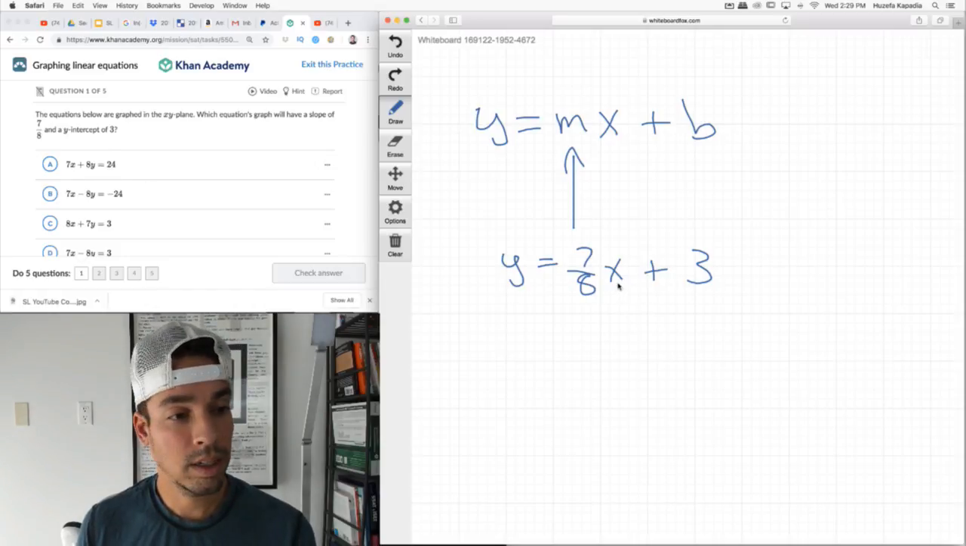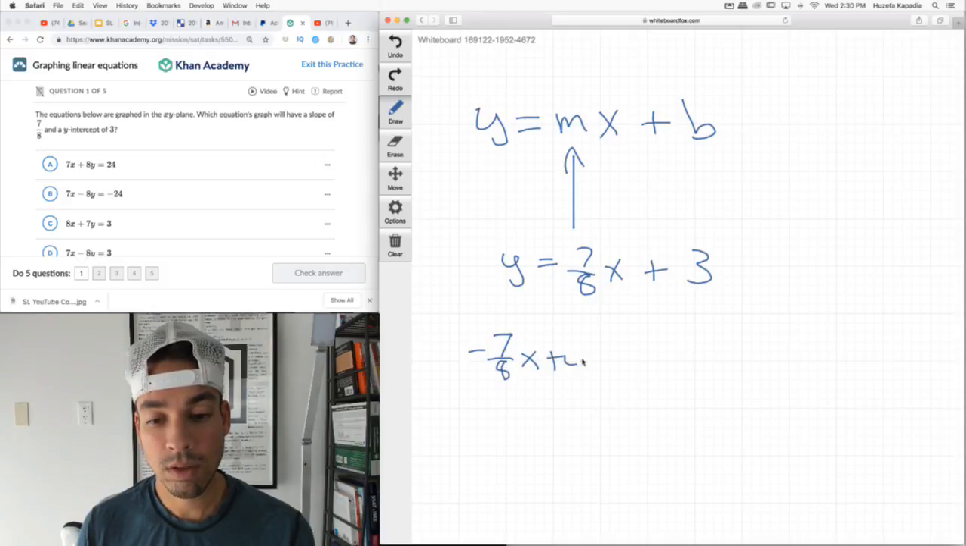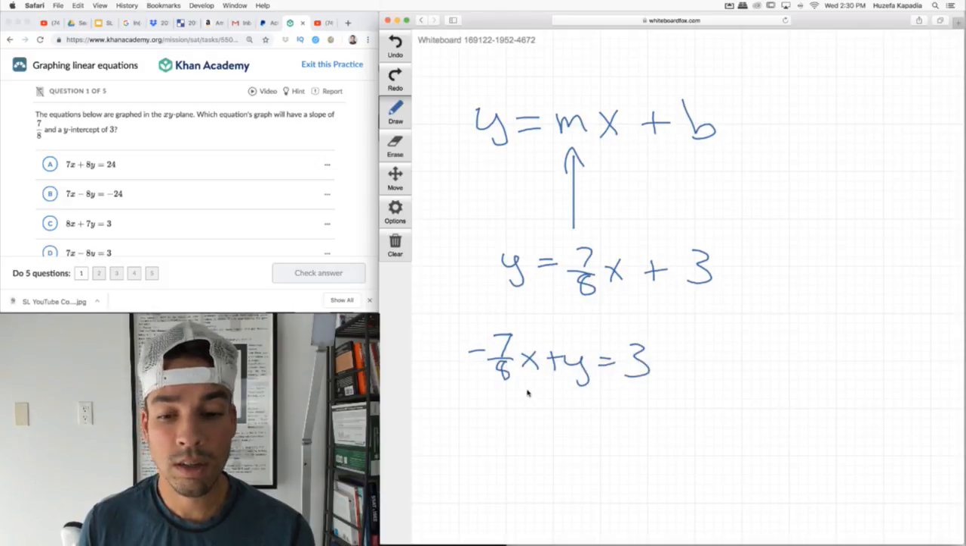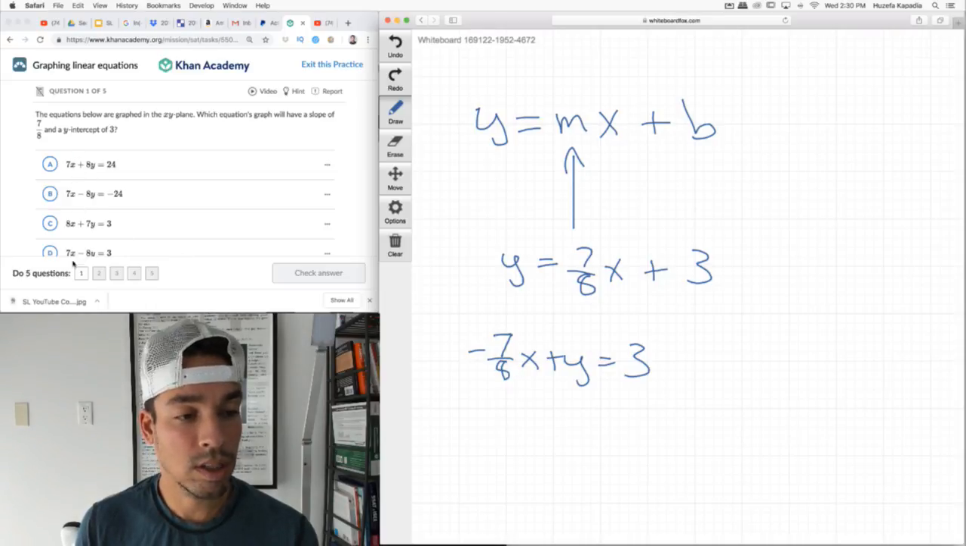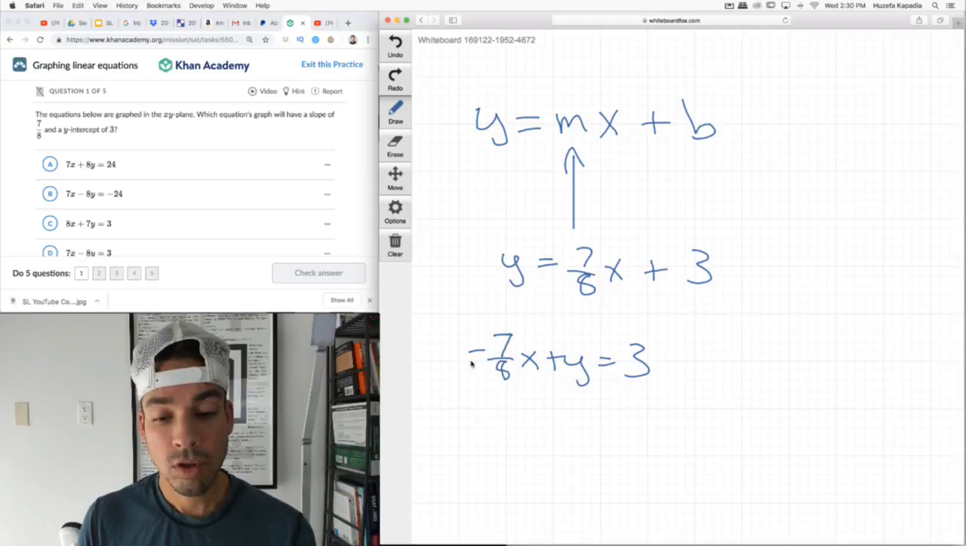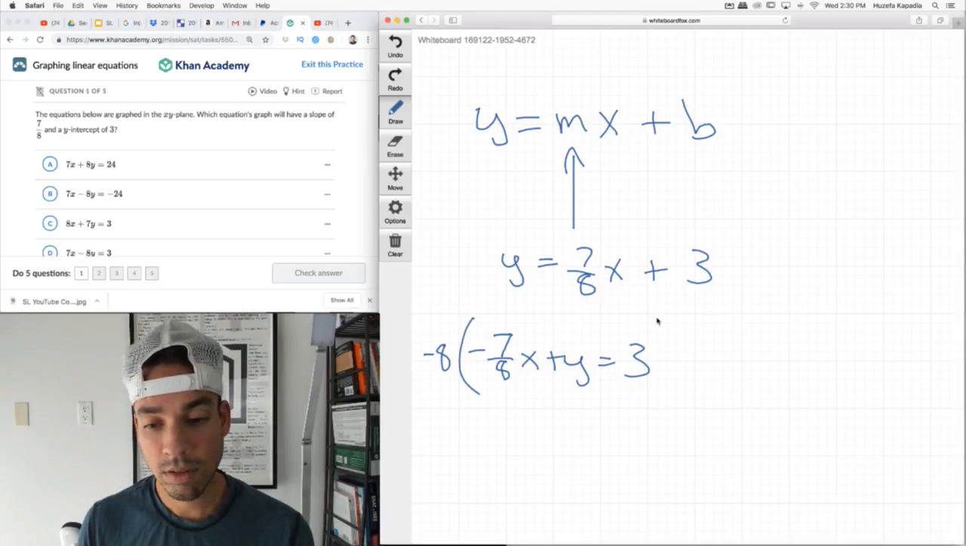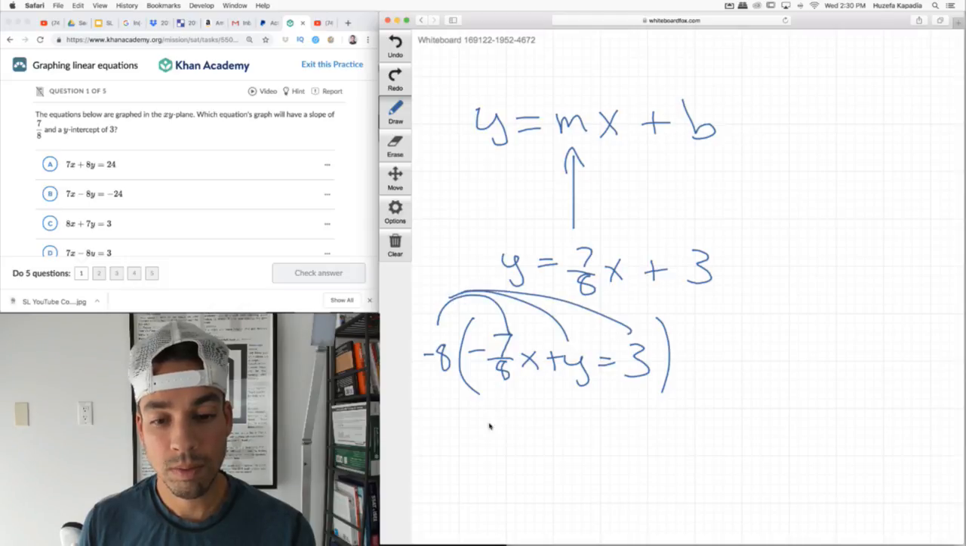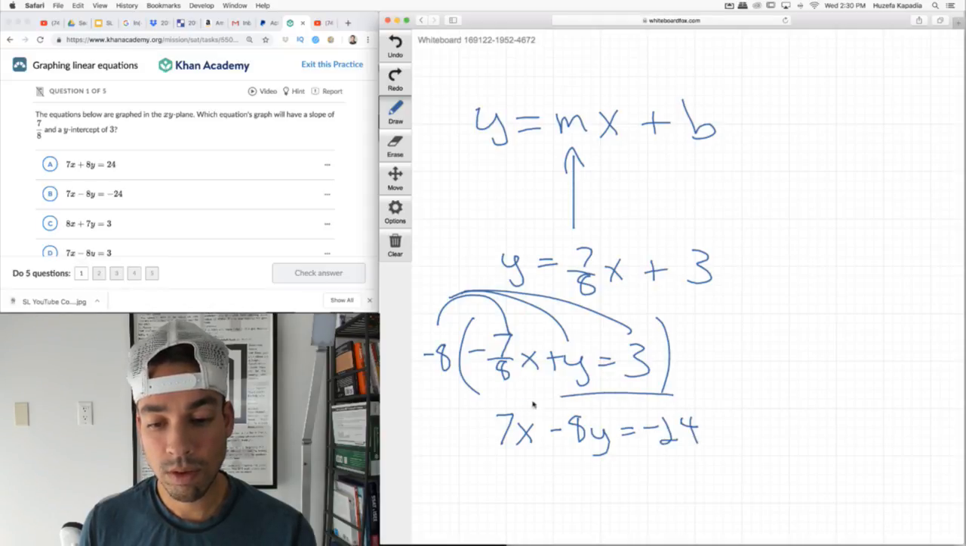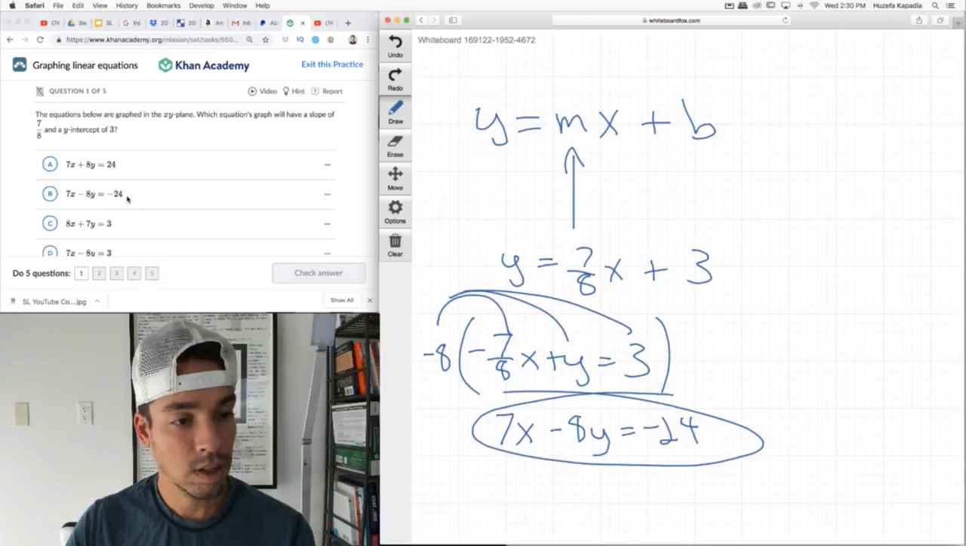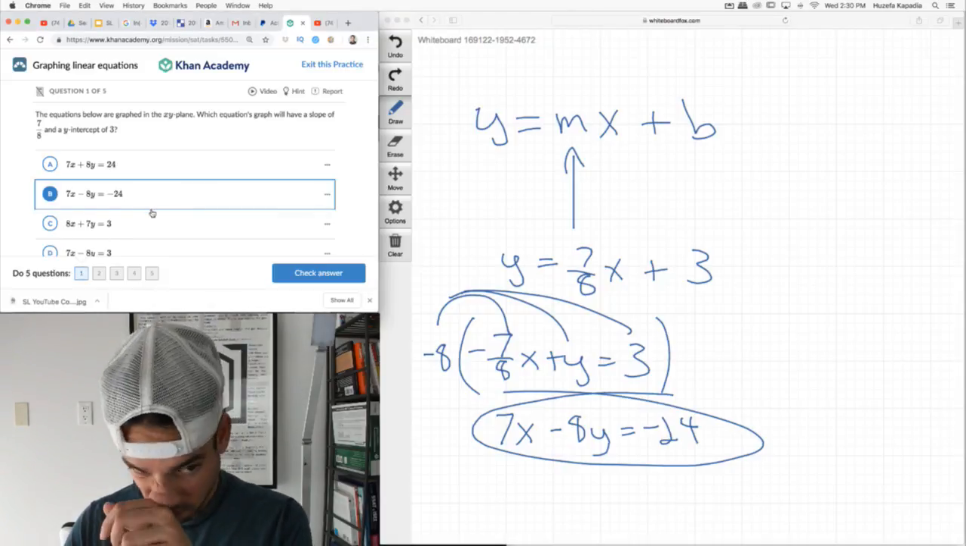So first thing I'm going to do is subtract 7/8 x from both sides and get it over there. So then I have negative 7/8 x plus y equals 3. You notice none of these have fractions and all the x's are positive, because that's standard form. So I'm going to multiply everything times negative 8. This becomes 7x, because negative 8 times 7/8 is 7, and it's positive because the negatives cancel out, minus 8y, and then negative 8 times 3 is negative 24. And there's the answer. So we should see 7x minus 8y equals negative 24.